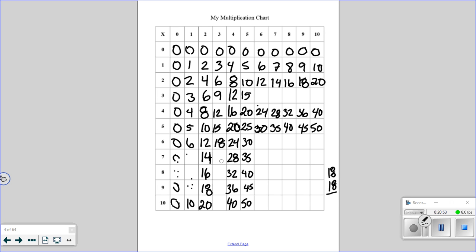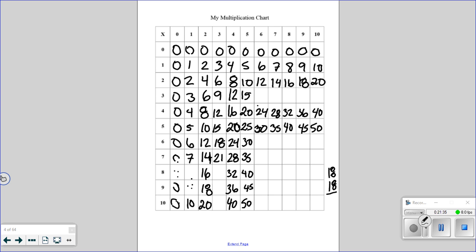Alright, our 7s. 2 groups of 7 was 14. To get to 3 groups of 7, I add one more 7. Start at 14, add one more 7. I should see some fingers moving. Addison? 21. 21, very good. 14 plus one more group of 7 got you to 21.